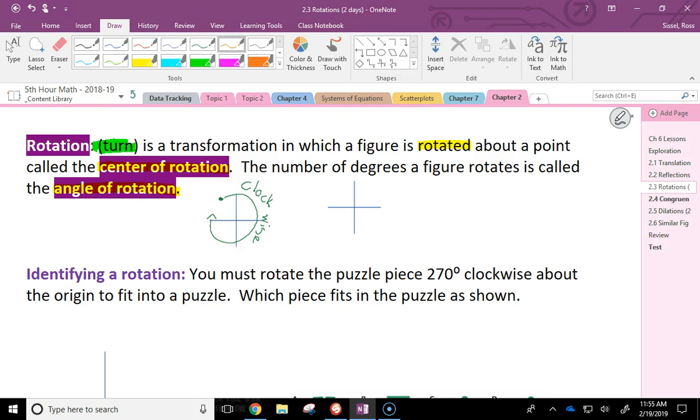Okay. The second one we're going to look at, what's it mean if it goes the opposite way then? Counter. Yeah, counterclockwise.